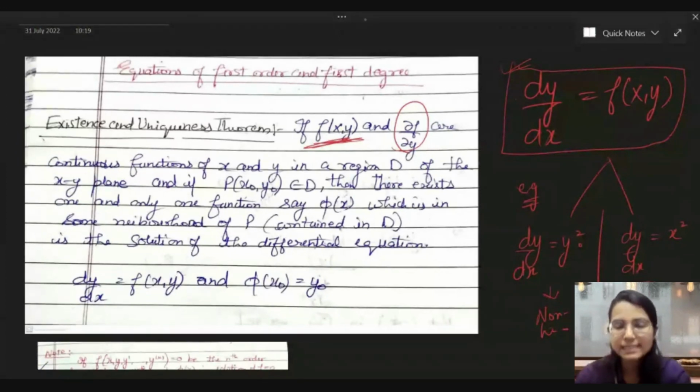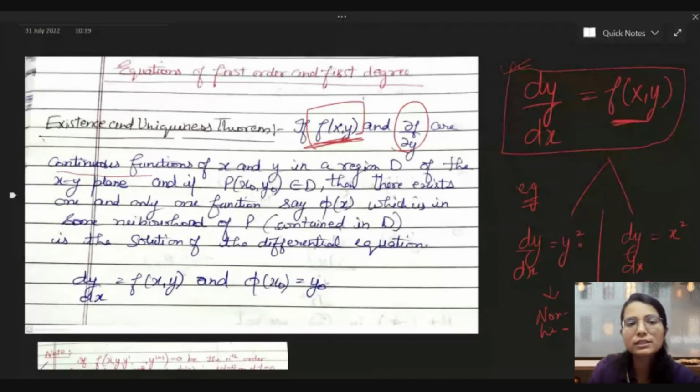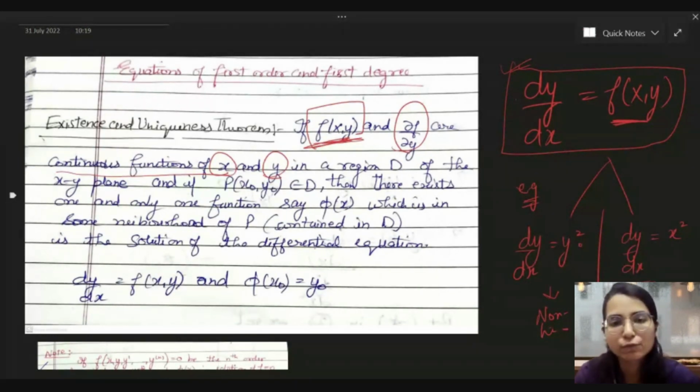So what does the existence and uniqueness theorem say? It says if you have a function f of x, y, which I wrote down, and the partial derivative del f over del y, you need to partially differentiate this function with respect to y. If these both are continuous functions of x and y in the given region, whatever the given region is, I will tell you how to figure out this kind of region.